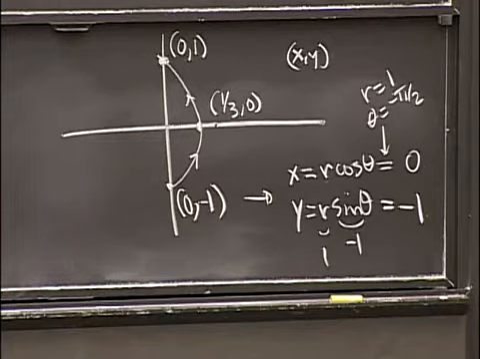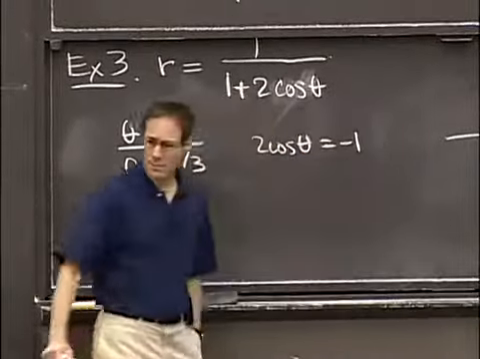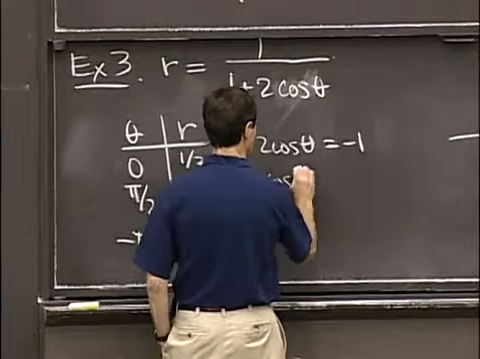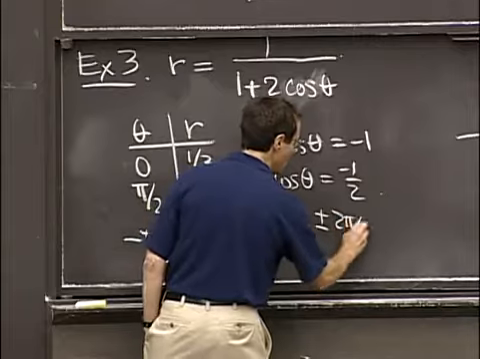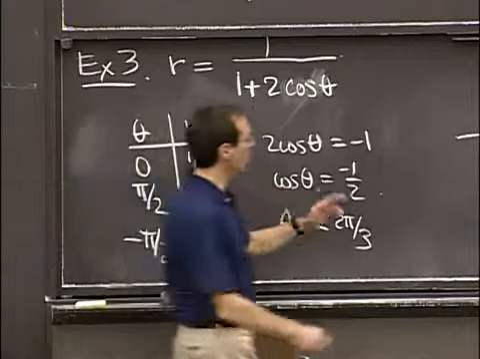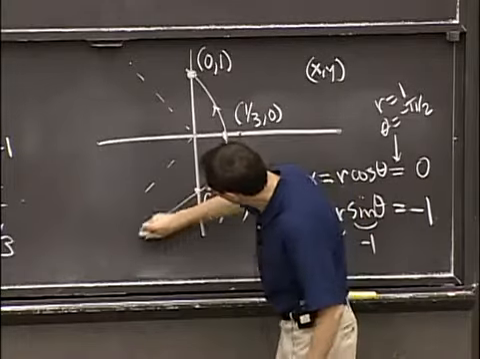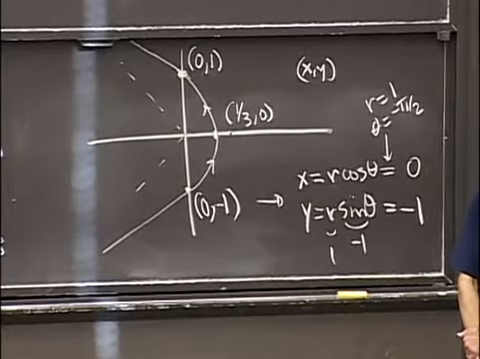And now something interesting happens with this particular function, which is that we notice that the denominator is 0 at a certain place. Namely, if I solve 2 cosine theta equals negative 1, then the denominator is going to be 0 there. That's cosine theta equals minus a half. So theta is equal to, it turns out, plus or minus 2 pi over 3. Those are the values here. So when we're out here somewhere in these directions, there's nothing. It's going infinitely far out those ways. All right?